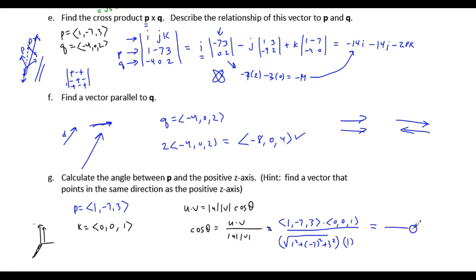And then the dot product in the numerator here, 1 times 0 is 0, plus -7 times 0 is 0. 3 times 1 is all we're left with on the top. And then on the bottom here, it's going to be the square root of 49 plus 1 is 50, plus 9 is 59. So 3 over the square root of 59 is going to be cosine of theta. And then you just punch that into your calculator to do the cosine inverse of 3 over root 59. That should give me theta, which should be 67.0 degrees to the nearest tenth.